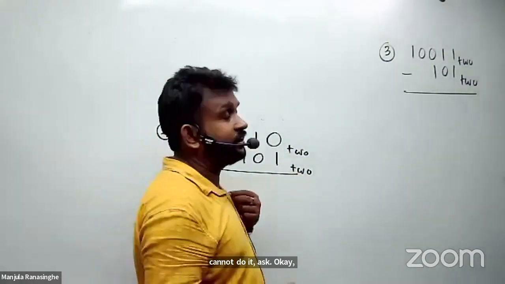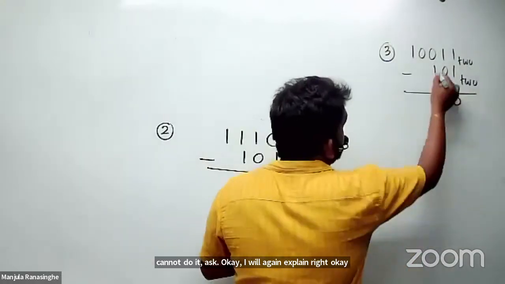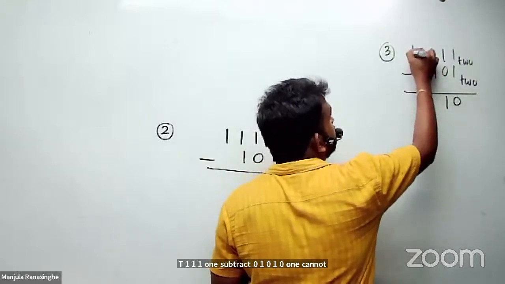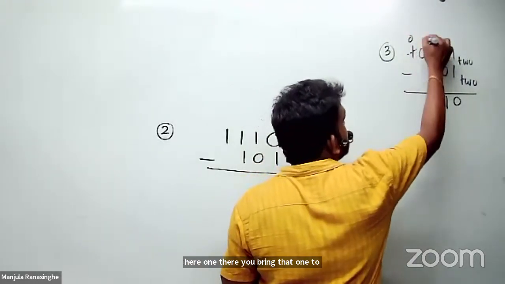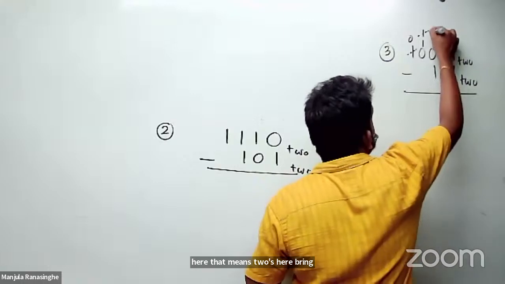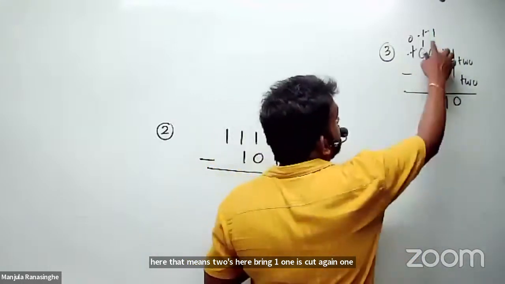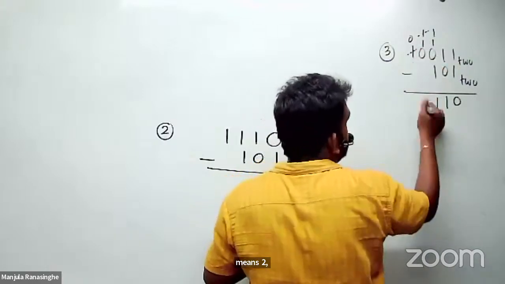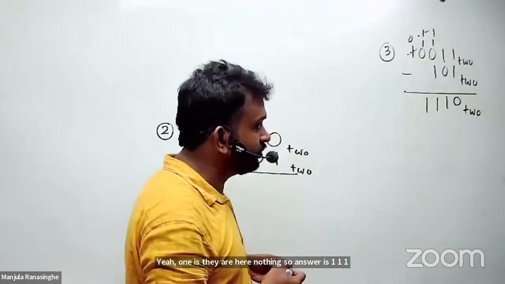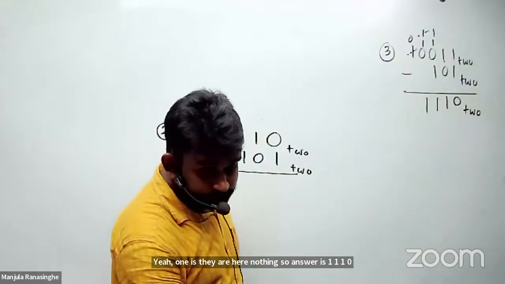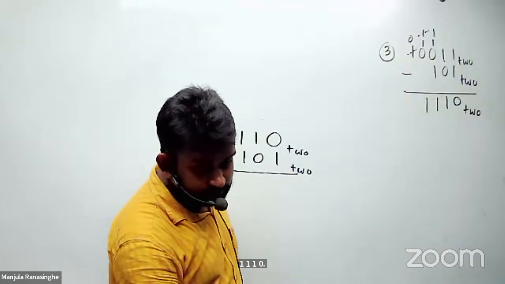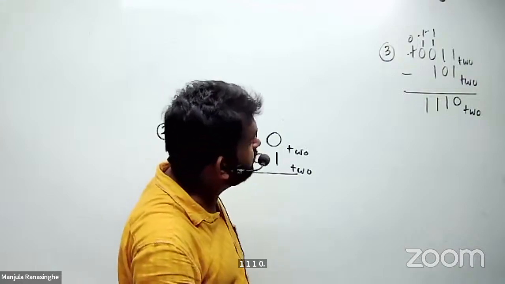Right. Okay. Here 1, 1, 1, 1 subtract 0, 1, 0, 1, 0, 1 cannot. Here nothing. Here 1 there. You bring that 1 to the near place. Here that means 2s. Here bring 1. 1 is cut. Again 1 means 2. Then 2 subtract 1, 1. Here 1 is there, here nothing. So answer is 1, 1, 1, 0. Is that right? Raise your hand if so. I didn't go wrong.